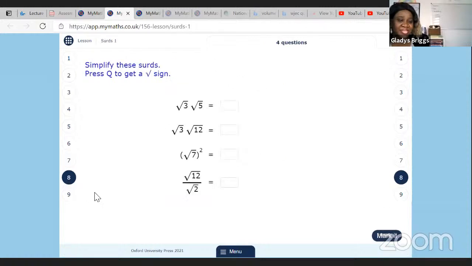I haven't taught you this yet, but you should be able to do them. So guys, I've taught you these ones. And not the first ones, but these ones, you can do them. Write as a single surd and then simplify, okay? Write as a single surd, if you can.